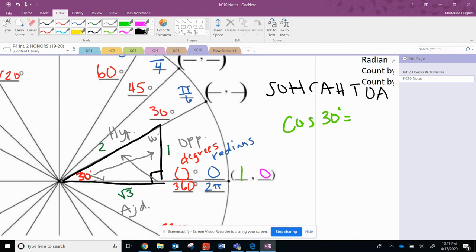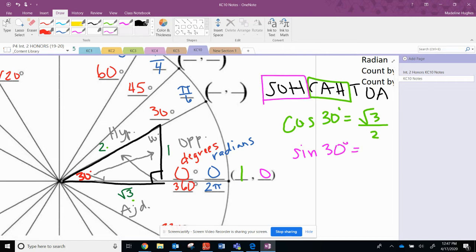Okay, that's going to be super helpful for this. So cosine again in SOHCAHTOA is A over H. Okay, well, my A value here is square root of 3 over my H is 2. So cosine of 30 degrees is square root of 3 over 2. Let's take a look at the sine of 30 degrees. Okay, sine is O over H. Well, my O is 1. My H is 2. So sine of 30 degrees is a half.